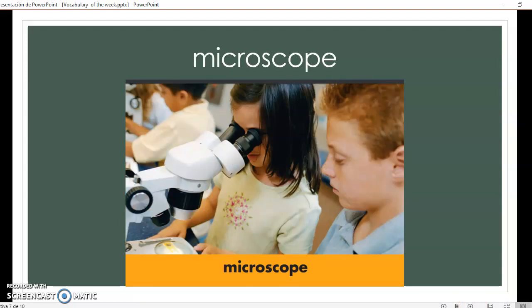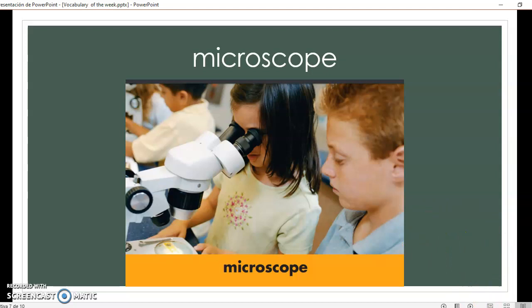Microscope. Another word that is used by scientists, like another tool that is used by scientists, and it's a microscope. The girl is using it. Here's a microscope that makes the objects look bigger and we can study them.